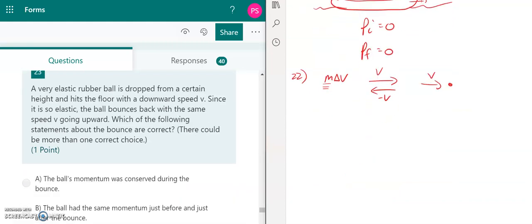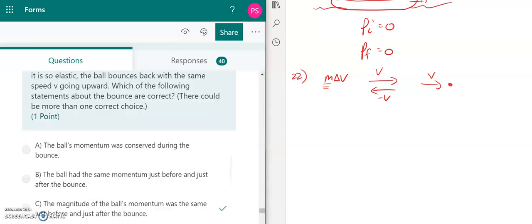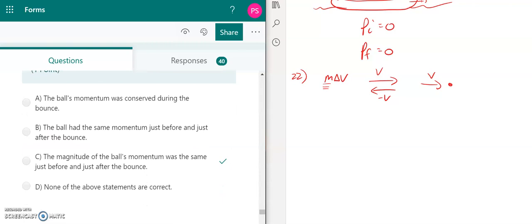23. A very elastic rubber ball is dropped. It lands with a speed of v. It's very elastic, so it bounces back up with a speed of v. Which of the following about the bounce are correct? There's only one answer that's correct. The ball's momentum was the same just before and after the bounce. And it says magnitude, so we don't have to worry about direction. Since it has the same velocity and the same mass, it has to have the same momentum. And magnitude is important because momentum has a direction. So if you just talk magnitude, then it doesn't matter up versus down.